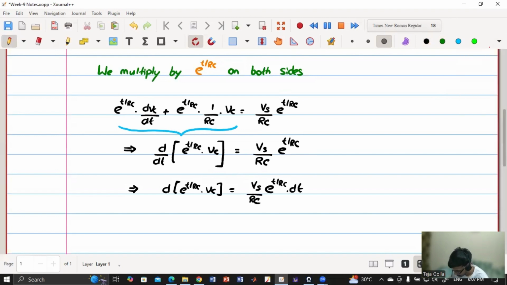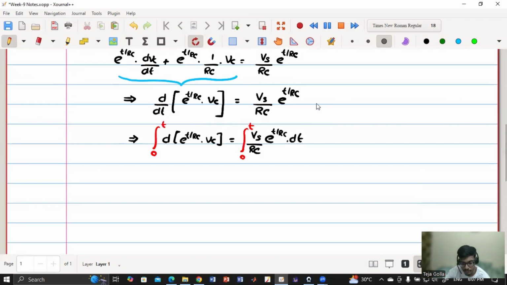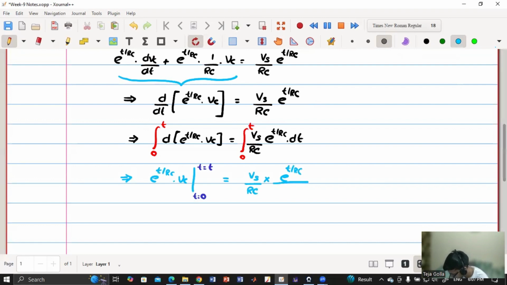Now I'll apply the integration on both sides from 0 to time t, here also from 0 to time t. So now if you integrate and apply the limits, I'll get integration of dx is what? X. So I'll get e to the power t by RC into Vc. And what are the limits? Limits are t equals 0 to t equals time t. Now this is equal to, what is the integration of this? It will be Vs by RC into e to the power t by RC by 1 by RC. Again, what are the limits? t equals 0 to t equals t.